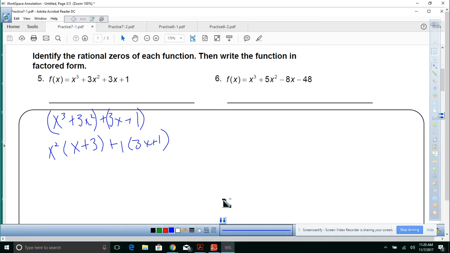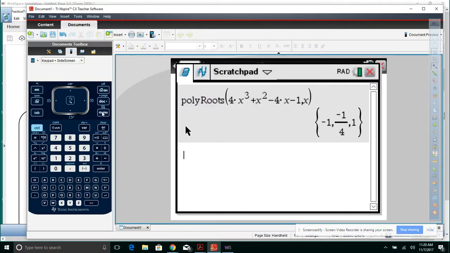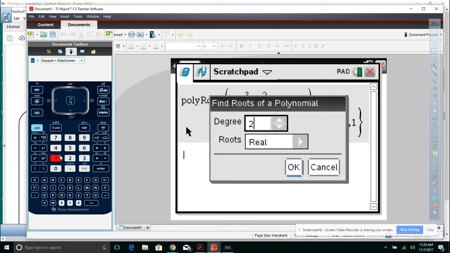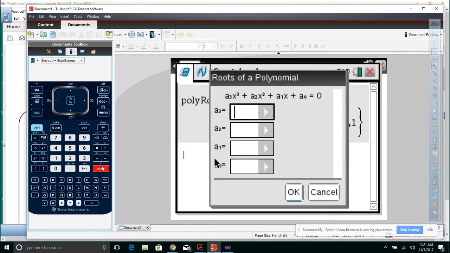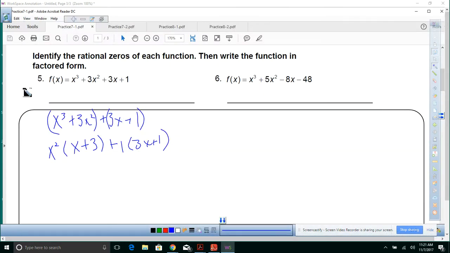Okay, we could do this in the calculator, couldn't we? Let's go to menu 3, 3, 1, and the degree is 3. We're only concerned with the real roots, and we've got 1, 3, 3, 1, enter. And x cubed plus 3x squared plus 3x plus 1, press enter again. Negative 1, negative 1, negative 1. All right, so we've got x equals negative 1.